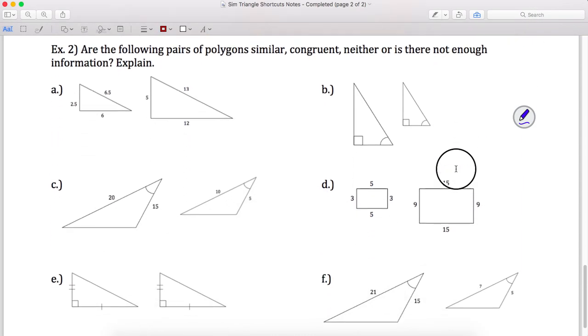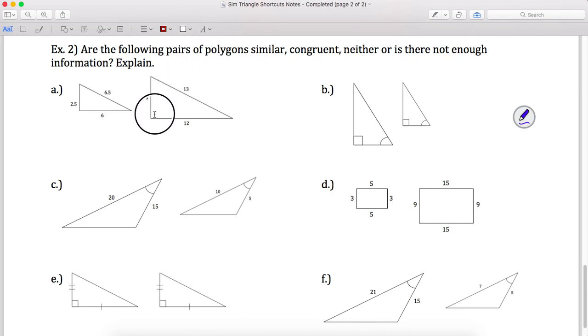All right, so here at the end, you can choose to pause the video and try these on your own, or you can just watch and listen and fill it in. Either way is fine with me. But I want to know, are these polygons similar, congruent, neither, or is there not enough information? So we're not just talking similarity in these 6 examples, but both similarity and congruence. So we'll have to tie in the stuff from last time also.